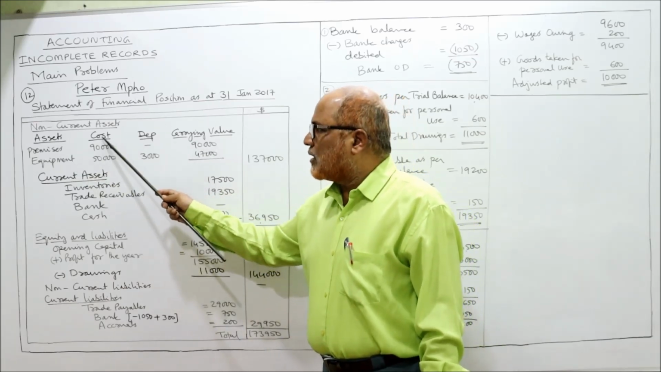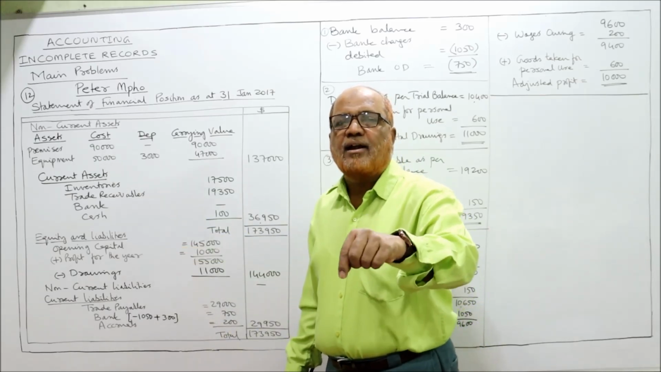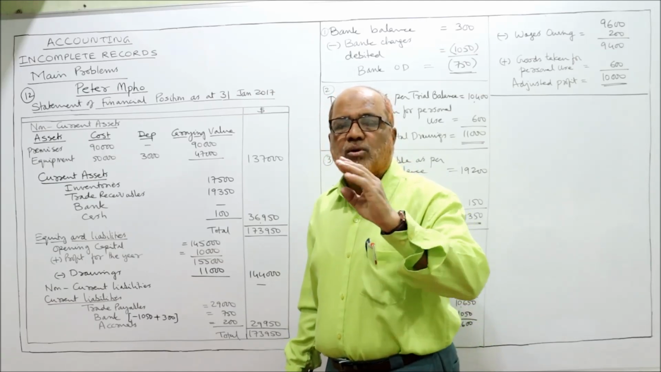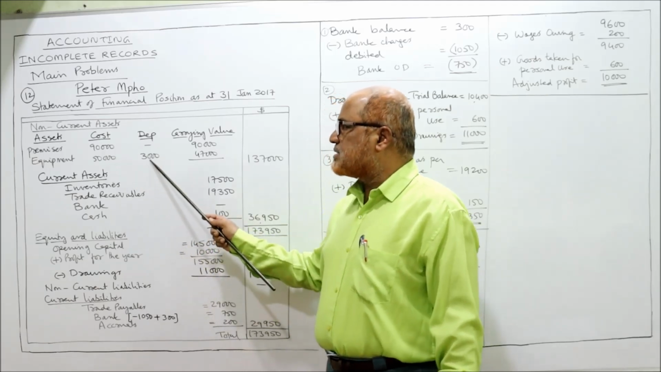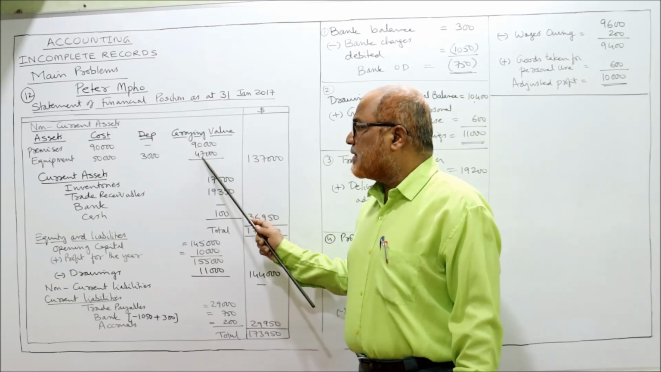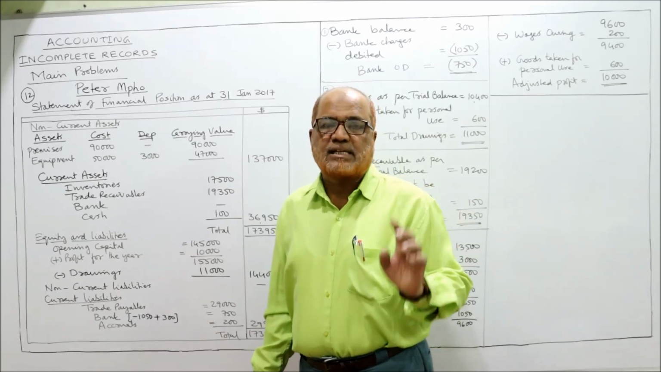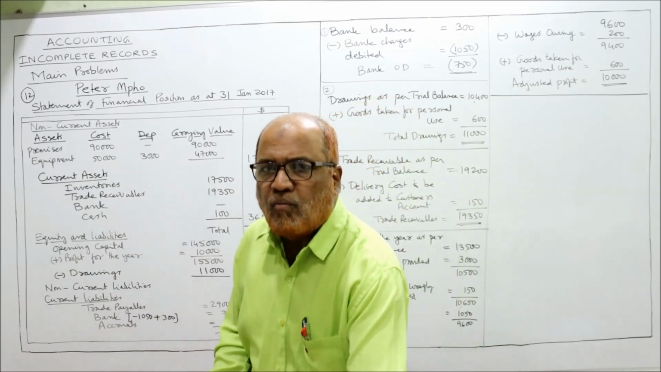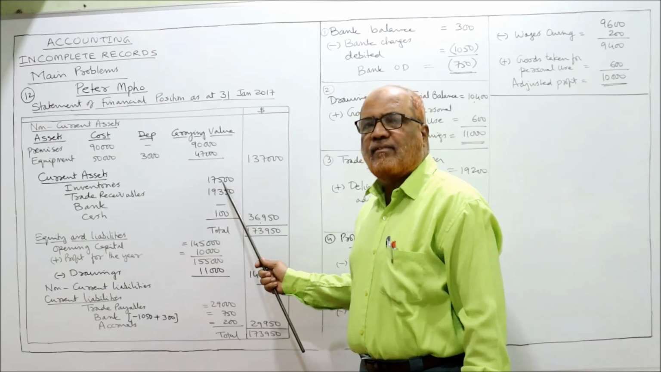For equipment, the cost is 50,000. But in adjustment, it is saying that at the end of the year, its value has come down to 47,000. That means $3,000 is the depreciation. So 50,000 minus 3,000, 47,000 carrying value. Add up 90,000 plus 47,000, 1,37,000 is the non-current asset. Now current assets, we have inventories. As it is, whatever inventory value is given, that is 17,500, same 17,500 I have taken.